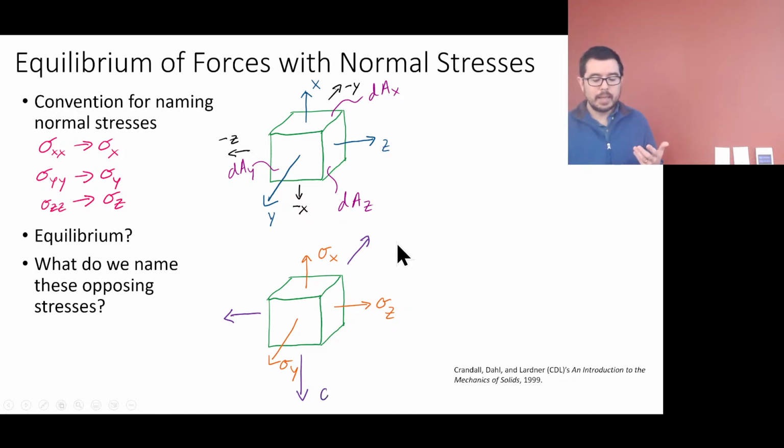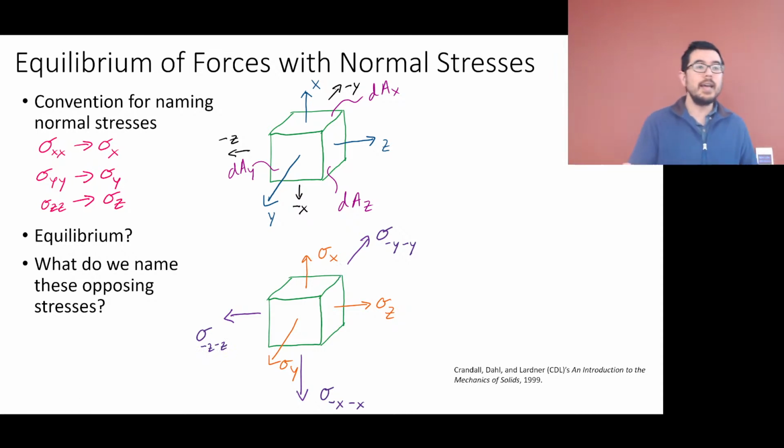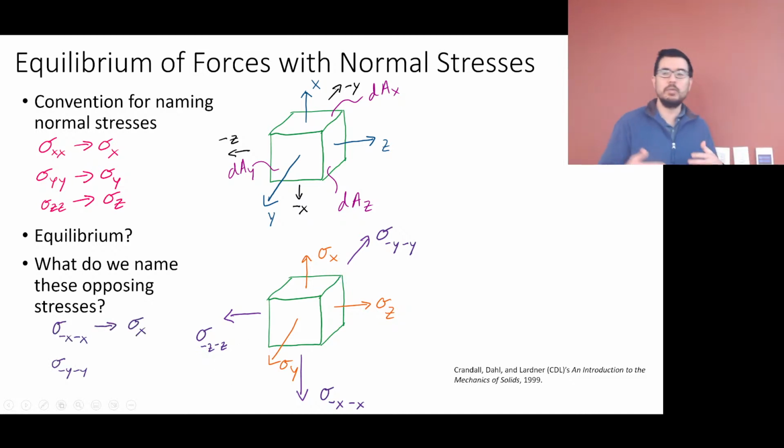So if I want my opposing stresses, or the opposing forces associated with these stresses acting over these small areas, if we want to keep things really straight, we should say that this one down here is a stress acting on the minus x face in the minus x direction. Okay? Sigma minus x minus x. Sigma minus y, sigma minus z. This is if we want to do really precise accounting.